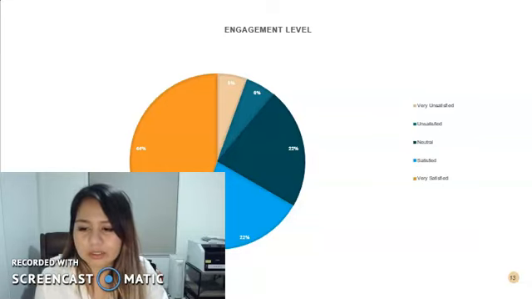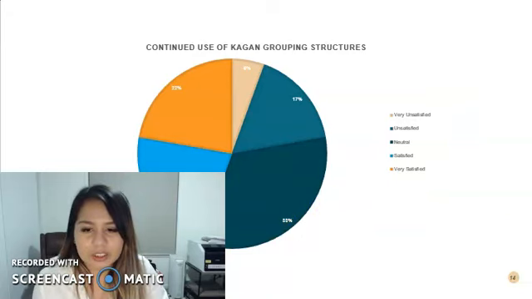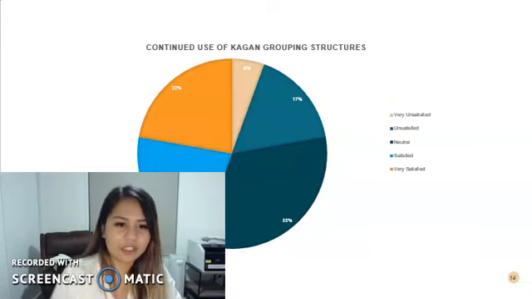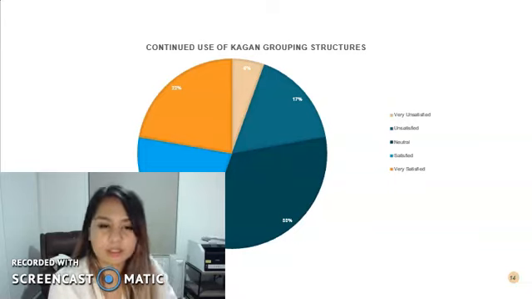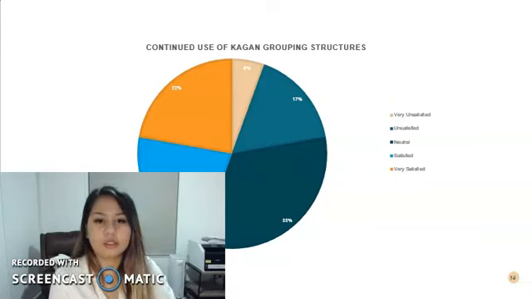The next one is continued use of Kagan structures. This is whether they were happy to continue learning in this way, continue with cooperative learning as the teaching strategy for the future. And the results are positive, as 44% were happy to, 33% remained neutral, so you could swing that either way, and 23% of students strongly disagreed, which is okay too.